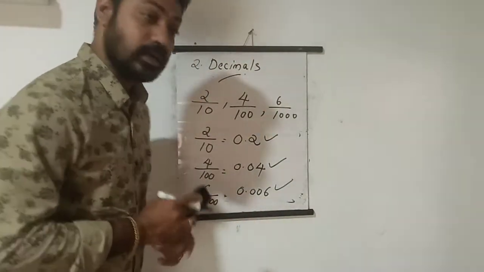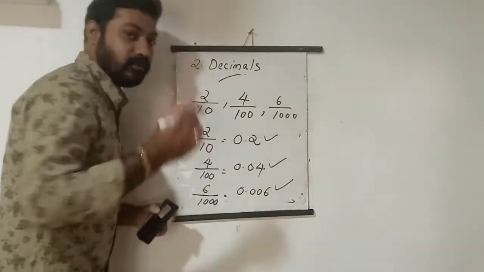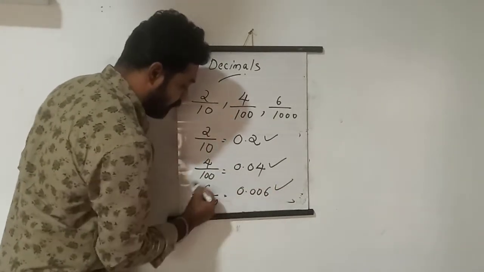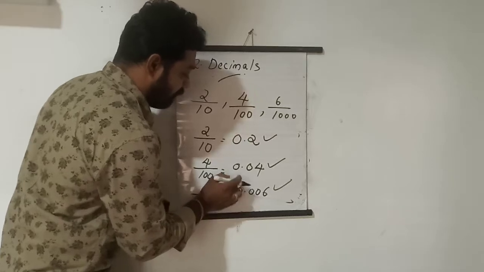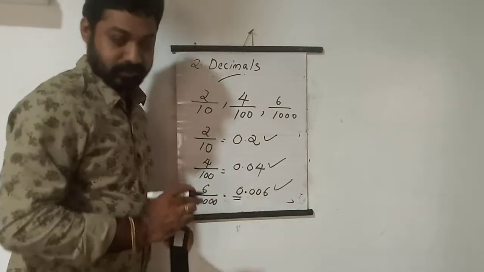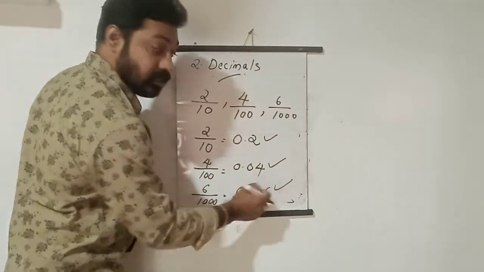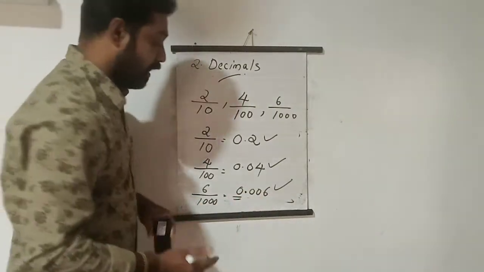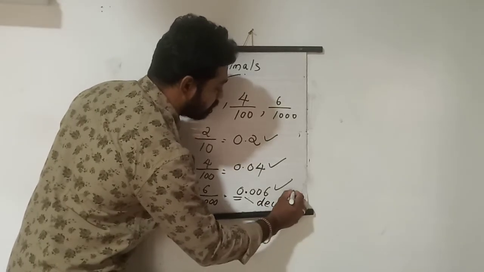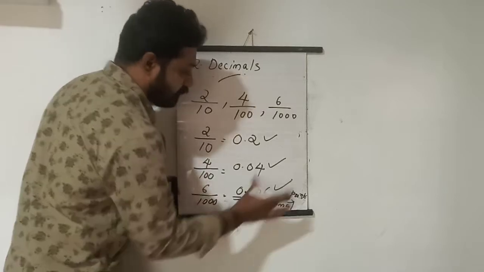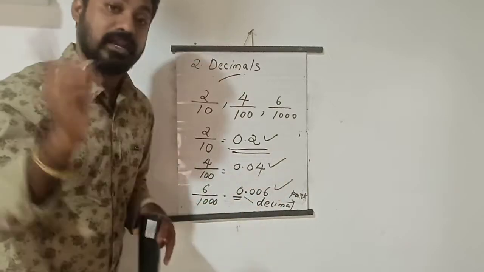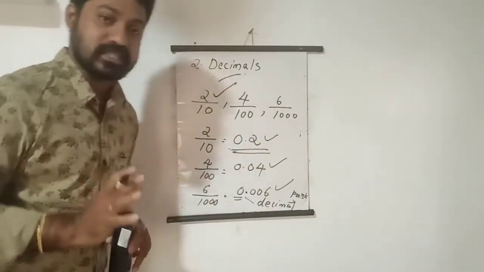These numbers are called decimal numbers. I will explain how we are writing them. 2 by 10 we write this way, 4 by 100 this way, and 6 by 1000 this way. You can see that this side and this side are separated by a dot: 0.2, 0.04, 0.006. This point is called a decimal point. This is called a decimal number, and these are called decimal fractions.